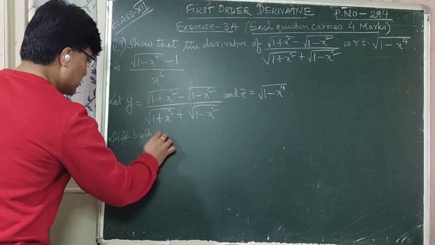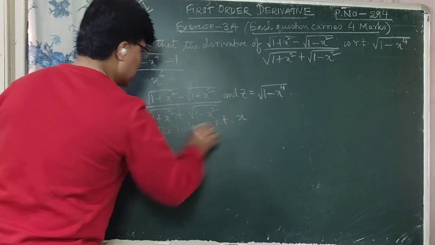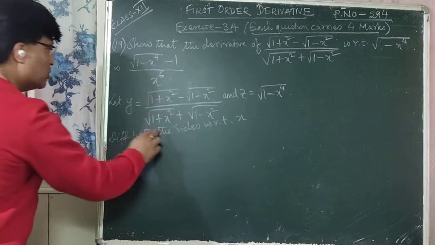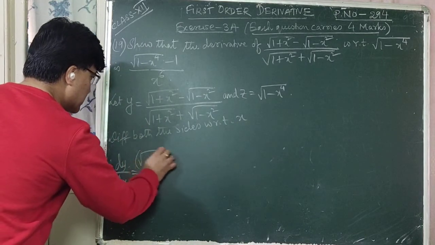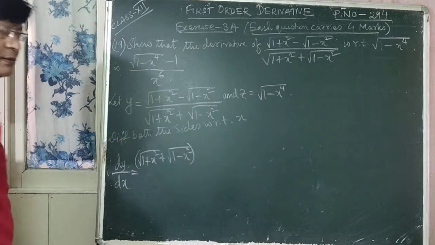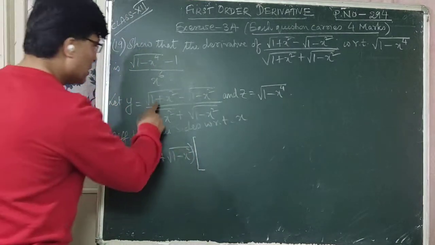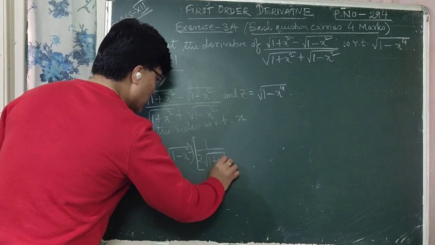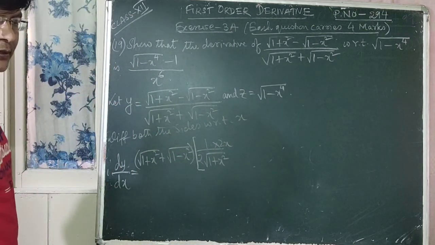Differentiating both the sides with respect to x. So what do we get? Therefore dy by dx is equal to, use u by v rule. You know u by v rule, isn't it? That is, denominator is kept as it is, root over 1 plus x square plus root over 1 minus x square. Denominator is kept same. So now differentiate the numerator. Now differentiate the first function in the numerator. What is its differentiation? 1 upon 2 root over 1 plus x square into 2x. Right? Into what? 2x. Is that clear?